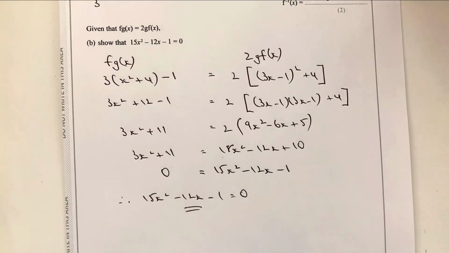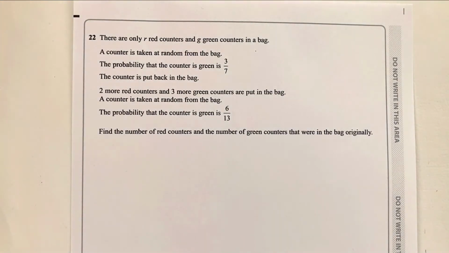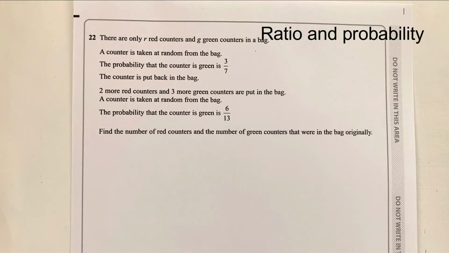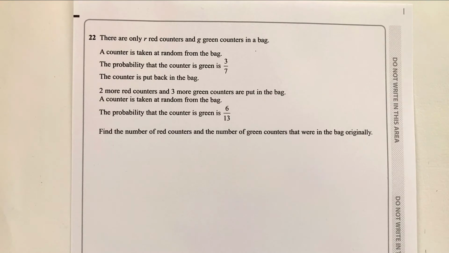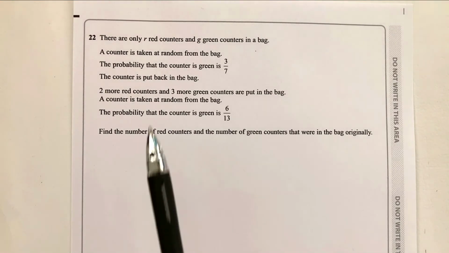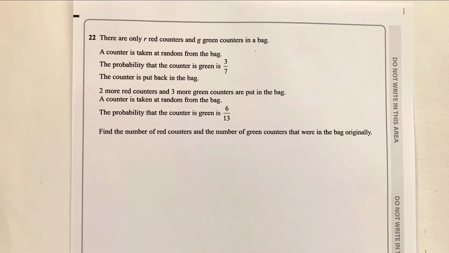Okay, but in the meantime, we've got one final question, which is a bit of a nightmare. It does take a little bit of time to work through. Okay, so the probability of the counter is green is 3/7, and we've got red counters and green counters in a bag. Okay, so let's just have a look at the probability of it being green.